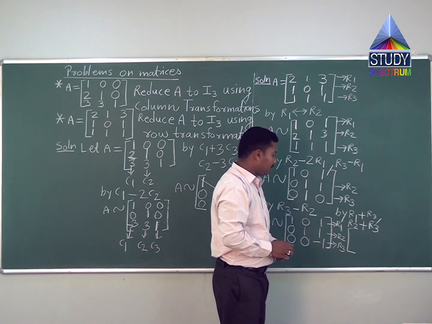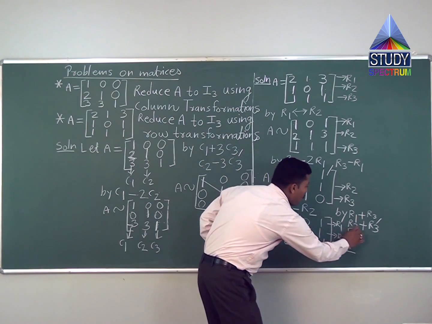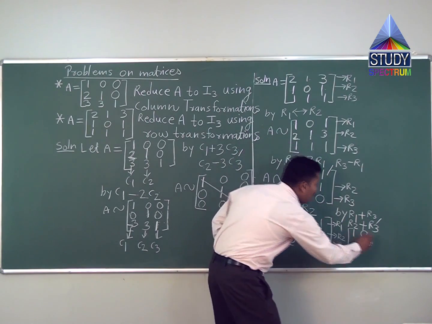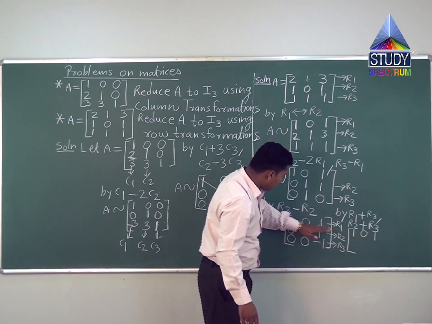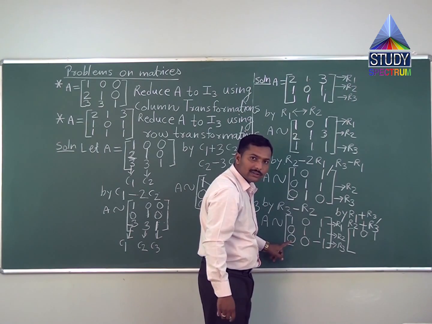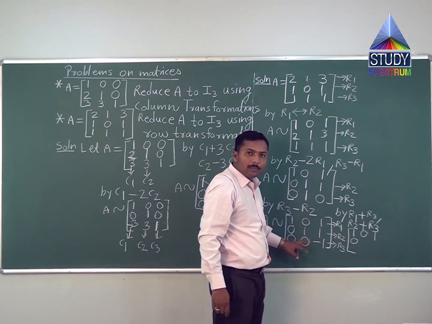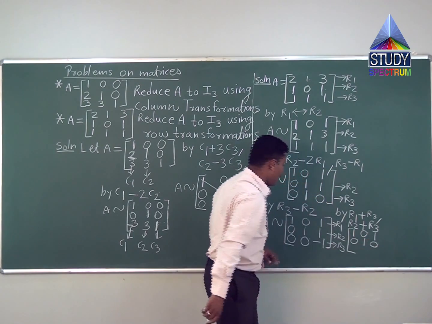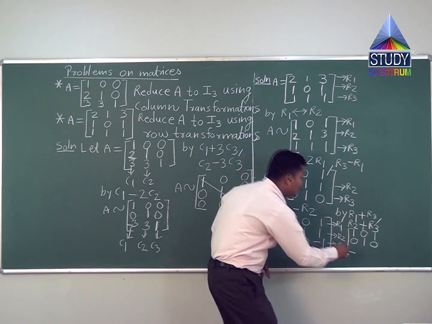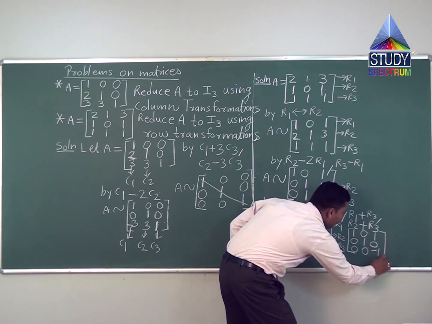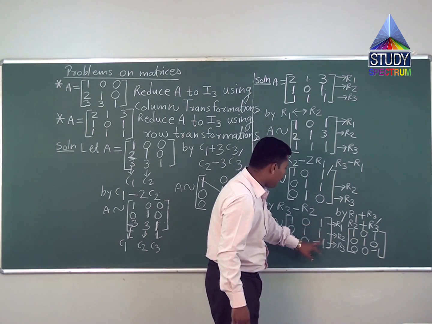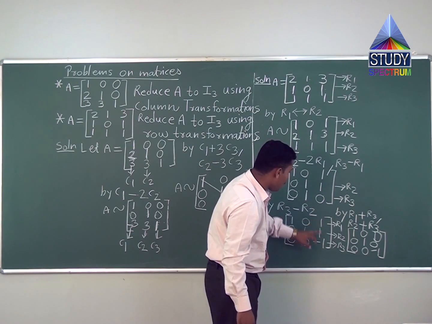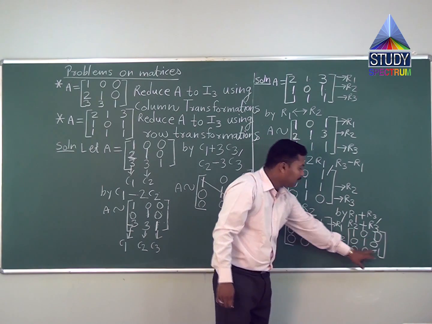So here, 1 plus 0 is 1, 0 plus 0 is 0, 1 minus 1 is 0. R2 plus R3, second row plus third row: 0 plus 0 is 0, 1 plus 0 is 1, 1 minus 1 is 0, and the remaining is 0, 0, minus 1. But here we want this 1 minus 1, which is actually 0. This 1 minus 1 means R1 plus R3, so 1 minus 1 is 0, and only this number remains.